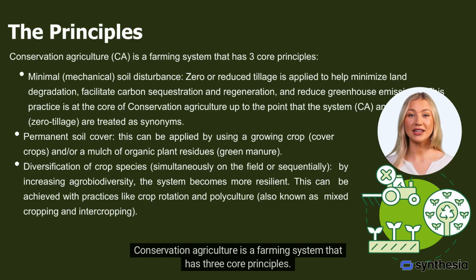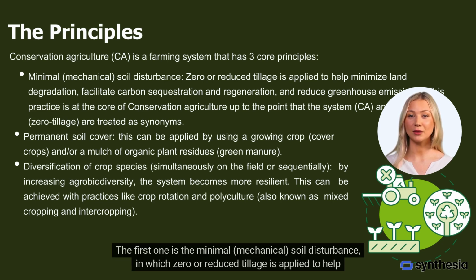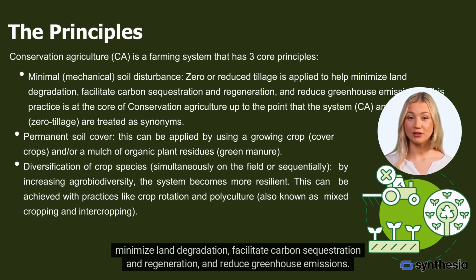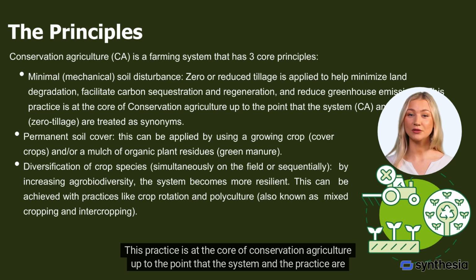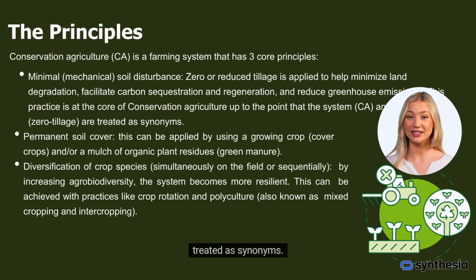Conservation agriculture is a farming system that has three core principles. The first one is the minimal mechanical soil disturbance, in which zero or reduced tillage is applied to help minimize land degradation, facilitate carbon sequestration and regeneration, and reduce greenhouse emissions. This practice is at the core of conservation agriculture, up to the point that the system and the practice are treated as synonyms. The second one is the permanent soil cover.